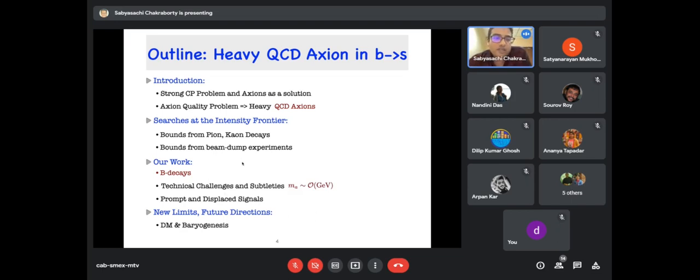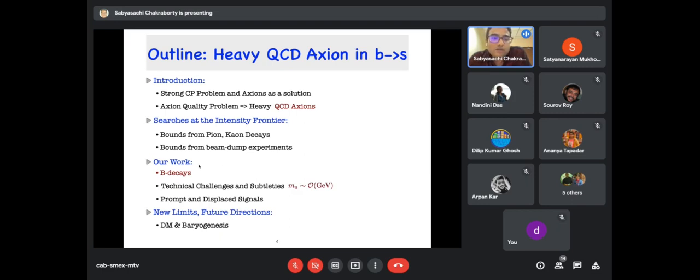After this brief introduction, I'll again briefly talk about the present searches at the intensity frontier. For example, axion bounds on the axion parameter space from pion and kaon decays, beam dump experiments, and the reactor neutrino experiments, which are presently also used as beam dump experiments. And then I'll talk about our work, which is B decays.